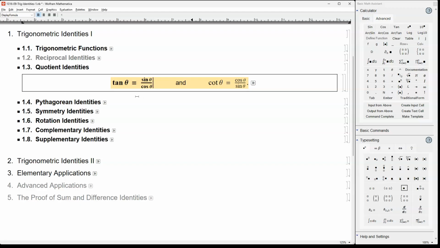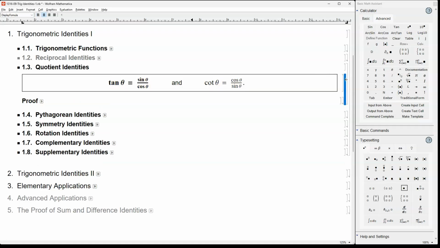So I usually name this one. Tangent is sine over cosine, and it's the formula number 2 for trigonometry. Number 2 in terms of level of importance. Tangent is sine over cosine, and how do we prove that?